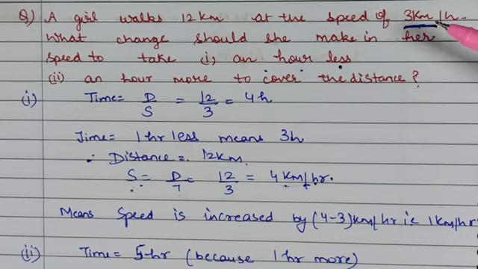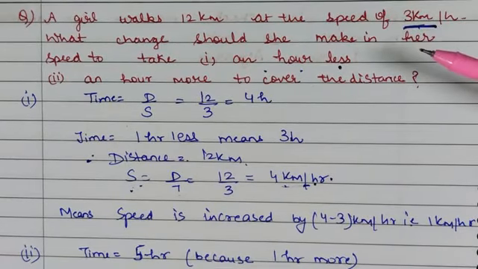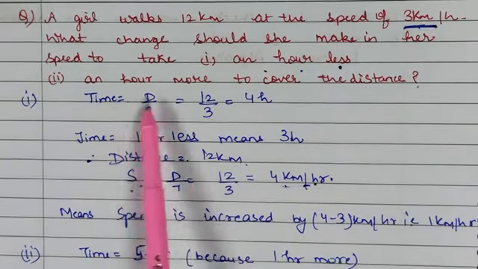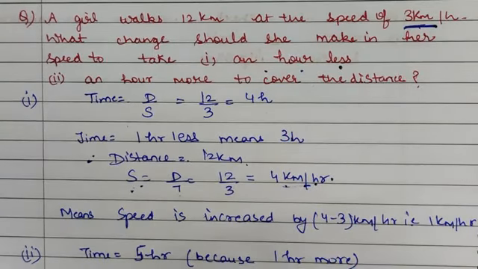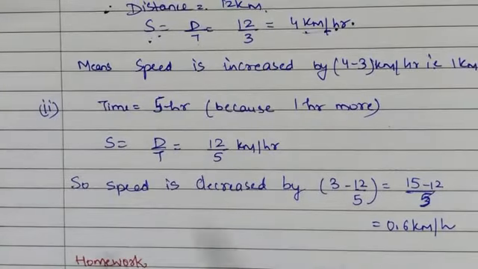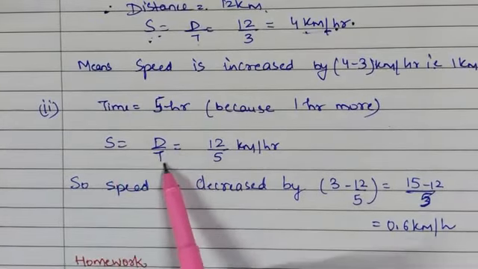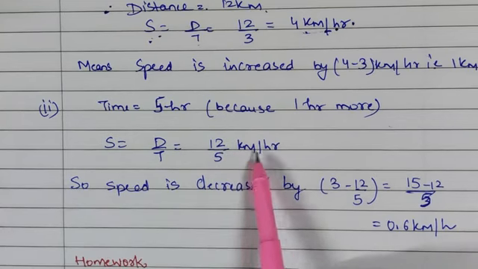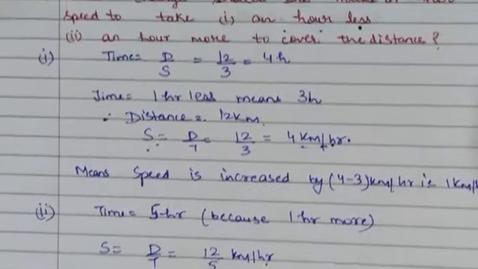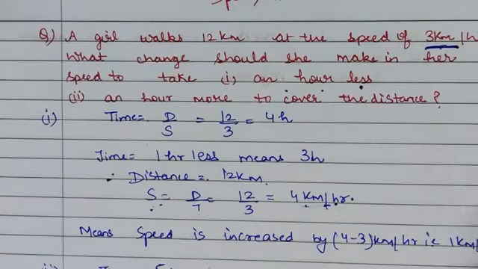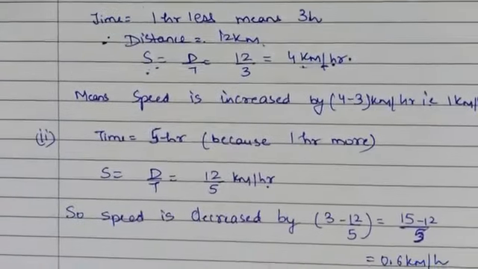In the second part, what change should she make in her speed to take an hour more to cover the distance? Earlier it was taking 4 hours. Now 1 hour more means she should take 5 hours. So the speed is now distance upon time, that is 12 upon 5 kilometer per hour. Earlier the speed was what? The speed was 3 kilometer per hour. Now the speed is coming 12 by 5.